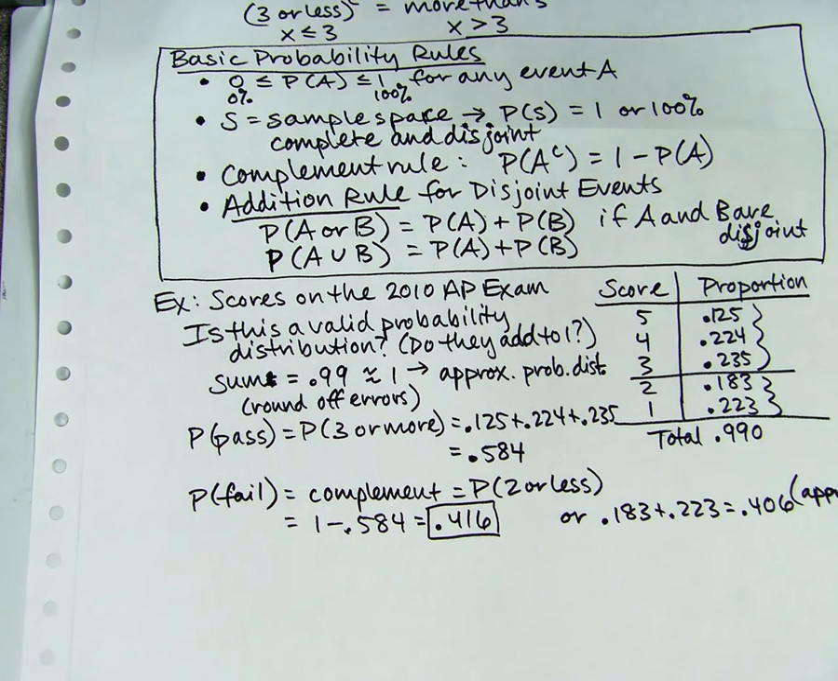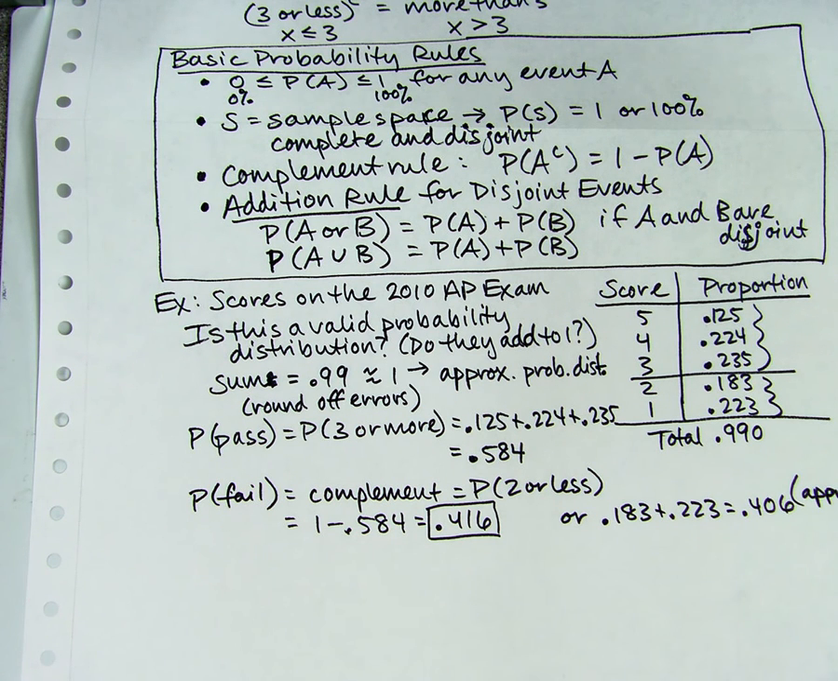All right, so that's an example of stuff they might make you do with probability distributions. And the homework for 5.2a is going to be mostly vocab and calculating probabilities with the addition rule or complement rule.